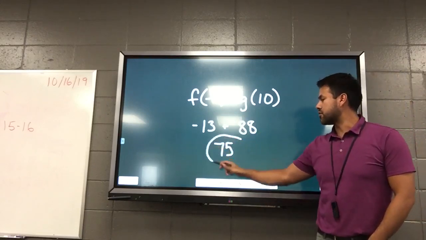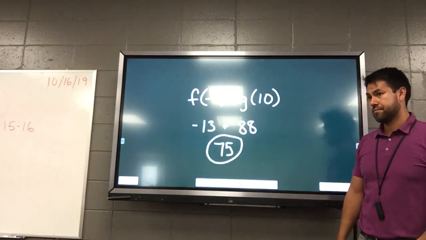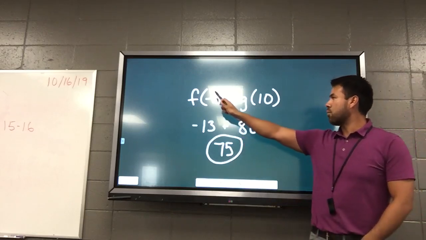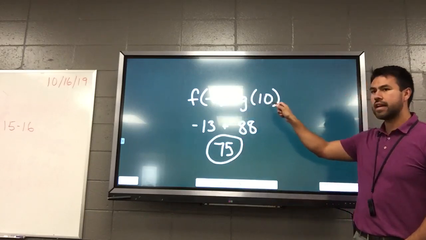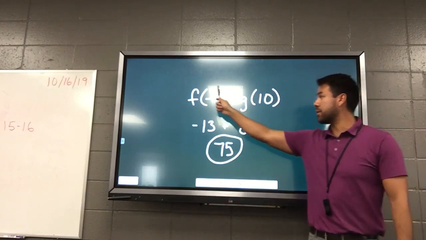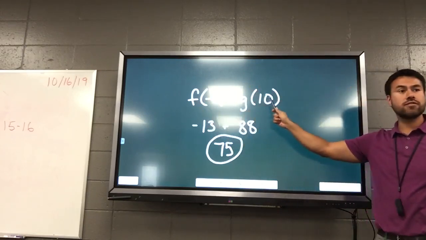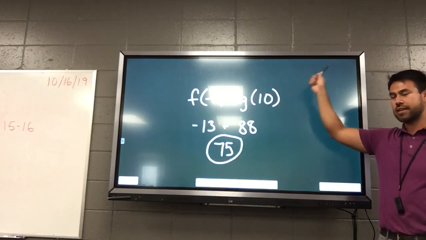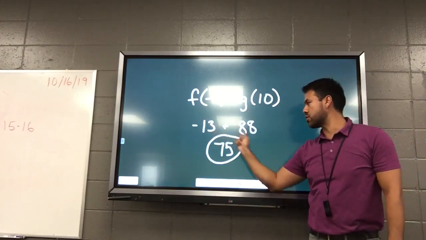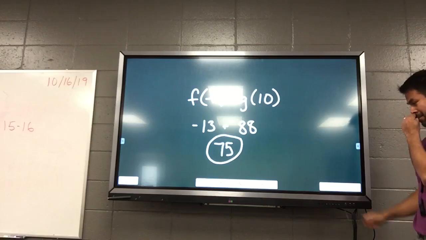So 75 is your answer. That's going to be a problem with homework. They're going to say, what is f of negative 4 plus g of 10? You're like, what? Well, find what f of negative 4 is in the f of x equation. Find what g of 10 is from the g of x equation. And then just add those two values. That's all you're doing.